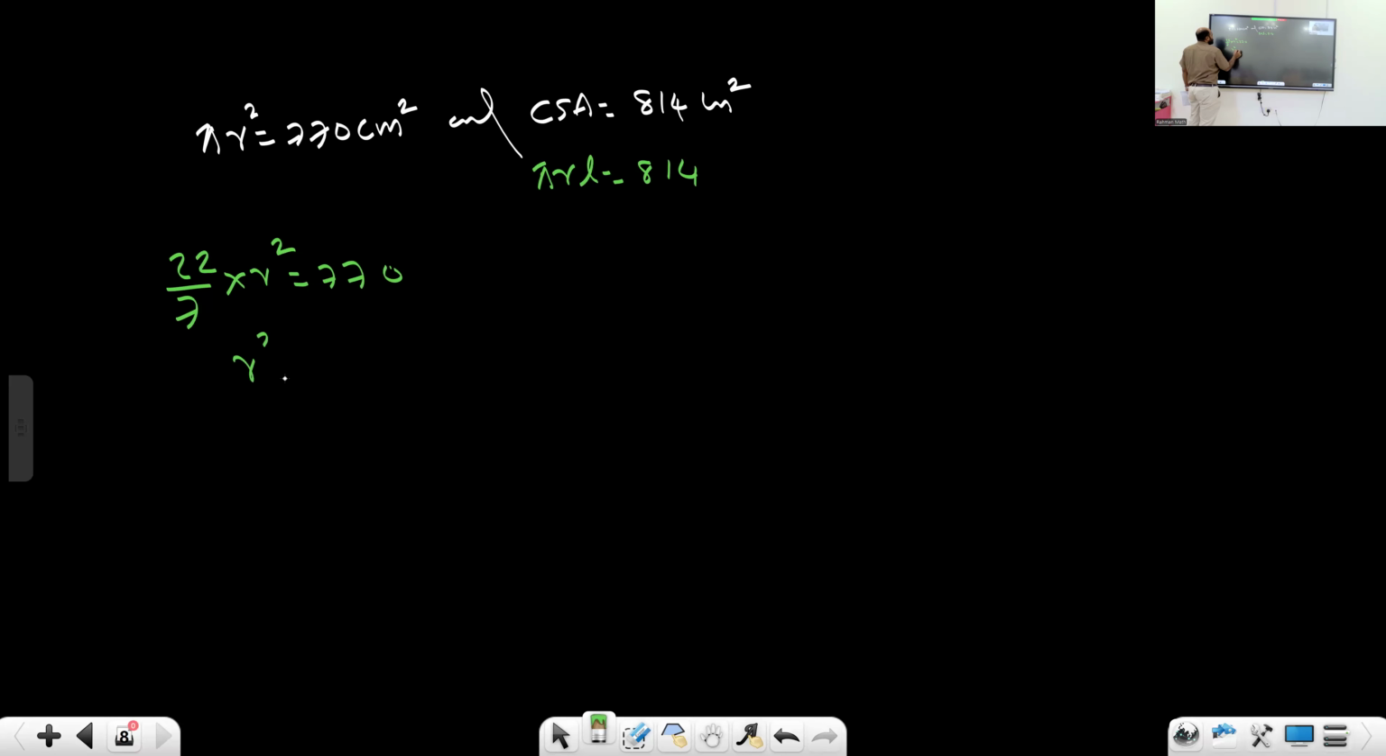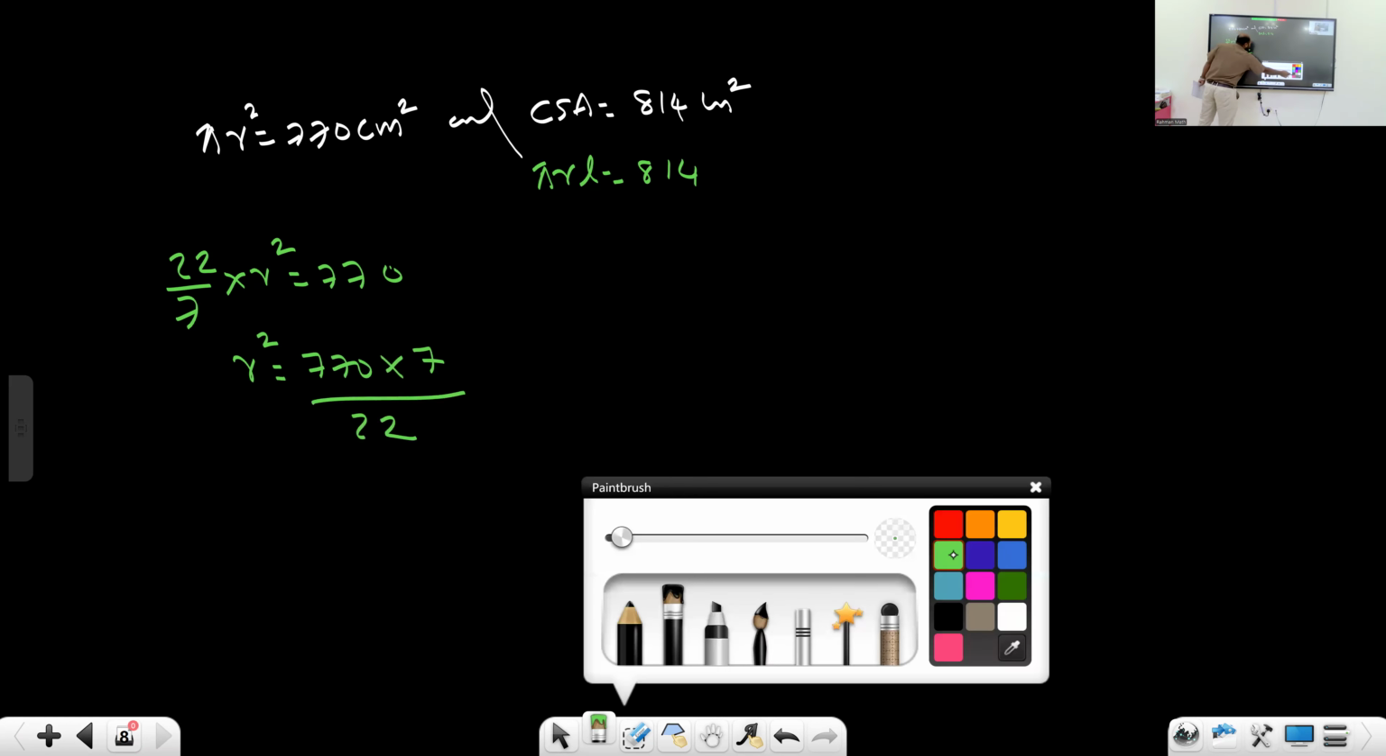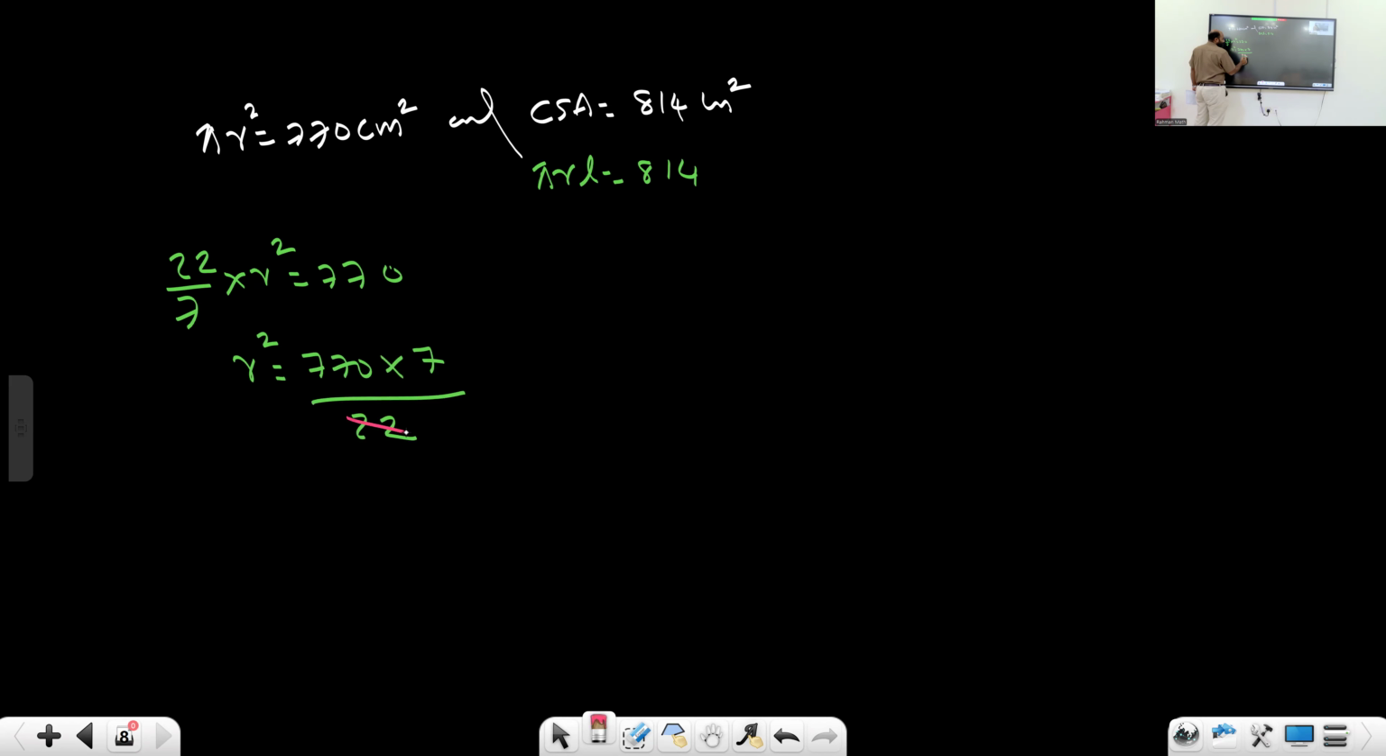R square equals 770 into 7 by 22. Start cancellation. 22 we can cut by 11. How many 11? 2. Here 7. Correct, you know? Yeah. So r square equals 70 is there. Okay, 1 minute.